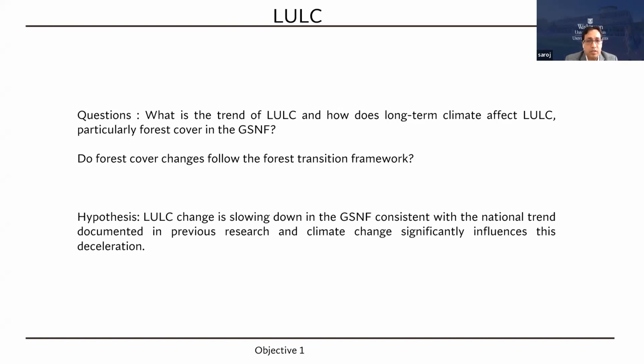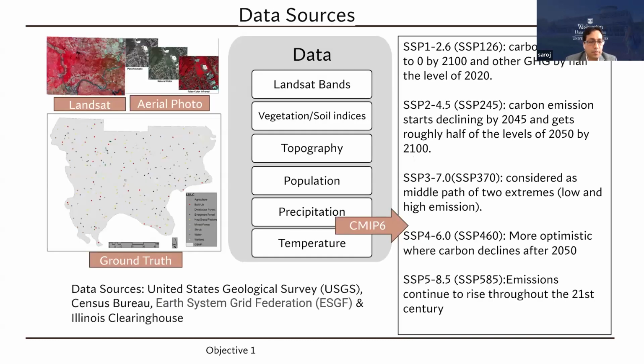Overall throughout the U.S., the forest is recovering, and there is a deceleration of land use land cover change overall. So we wanted to check whether this is true in the Greater Shawnee National Forest area.